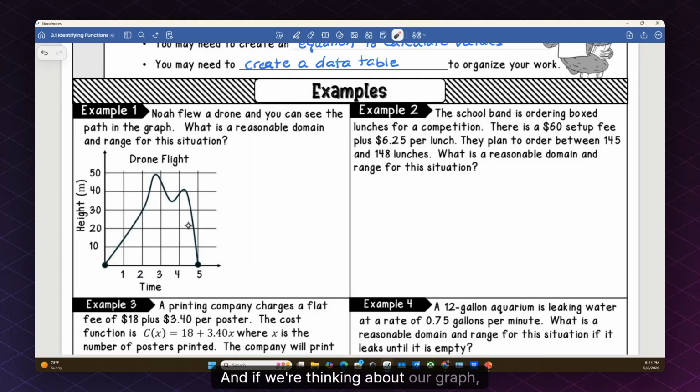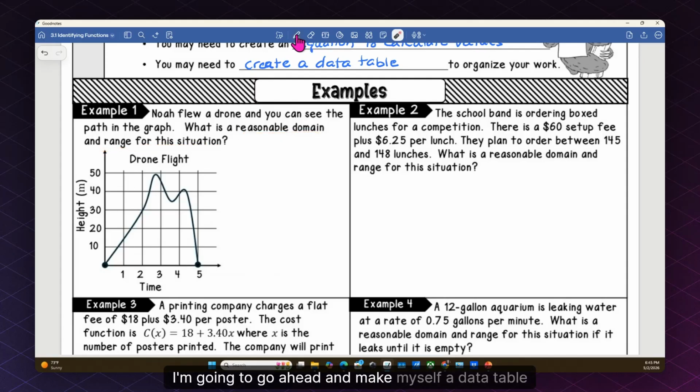And if we're thinking about our graph, this is going to be the highest of where this drone is going to fly. And so remember, if we're thinking about our domain, we're thinking about all the possible values between here and here. And if we're thinking about our range, we're thinking about all the possible values between here and here. So it says, what is a reasonable domain and range for this situation?